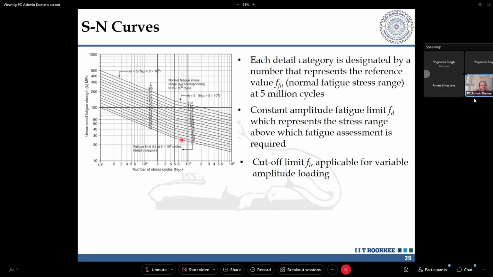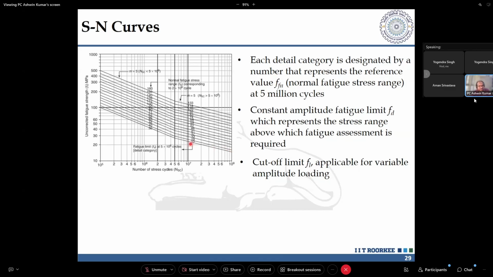right? I take the last line, which corresponds to a detail category of 27. For such a detail, you can look at the detail category. There is a rolled section, and for welding there are many detail categories. So for this 27 detail category, if I keep my stress range below this particular point here, I'm getting infinite life under constant amplitude loading as well as under variable amplitude loading.